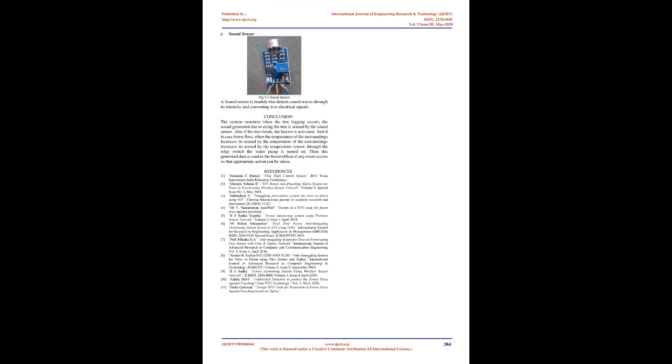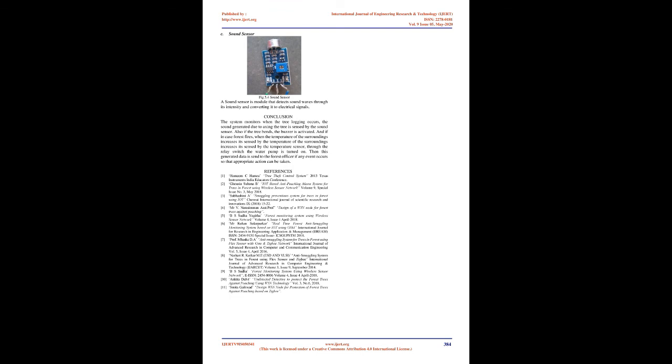IJERT 9 is 050341 www.ijert.org. This work is licensed under a Creative Commons Attribution 4.0 International License. International Journal of Engineering Research and Technology, IJERT, ISSN, 2278-0181 http://www.ijert.org. Published by, Volume 9 Issue 05, May 2020.